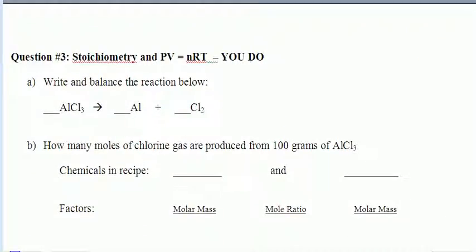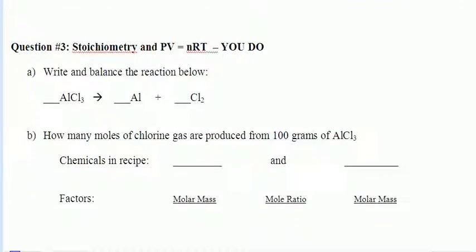Okay, let's start this one. I'm going to have to stop it in about a minute. Write and balance the reaction below. 1 Al, 1 Al, 3 Cl, 2 Cl. I'm going to do the 3-2 switch. There it is. How many moles of chlorine?